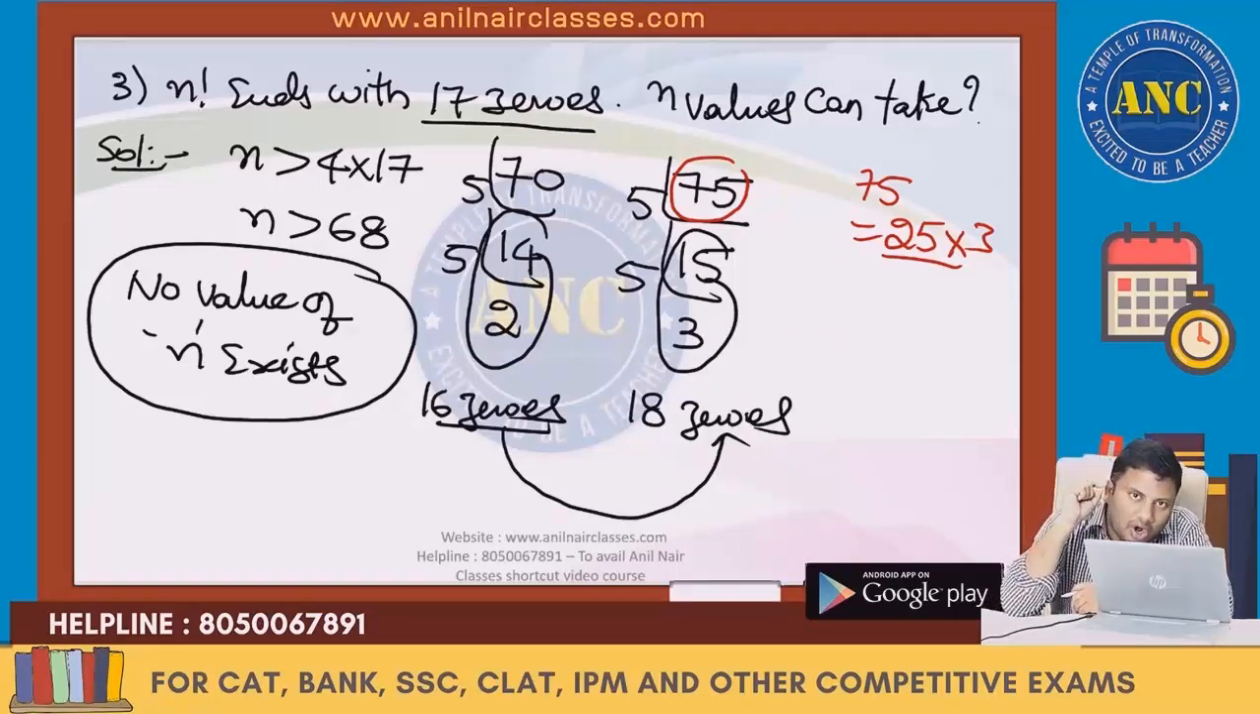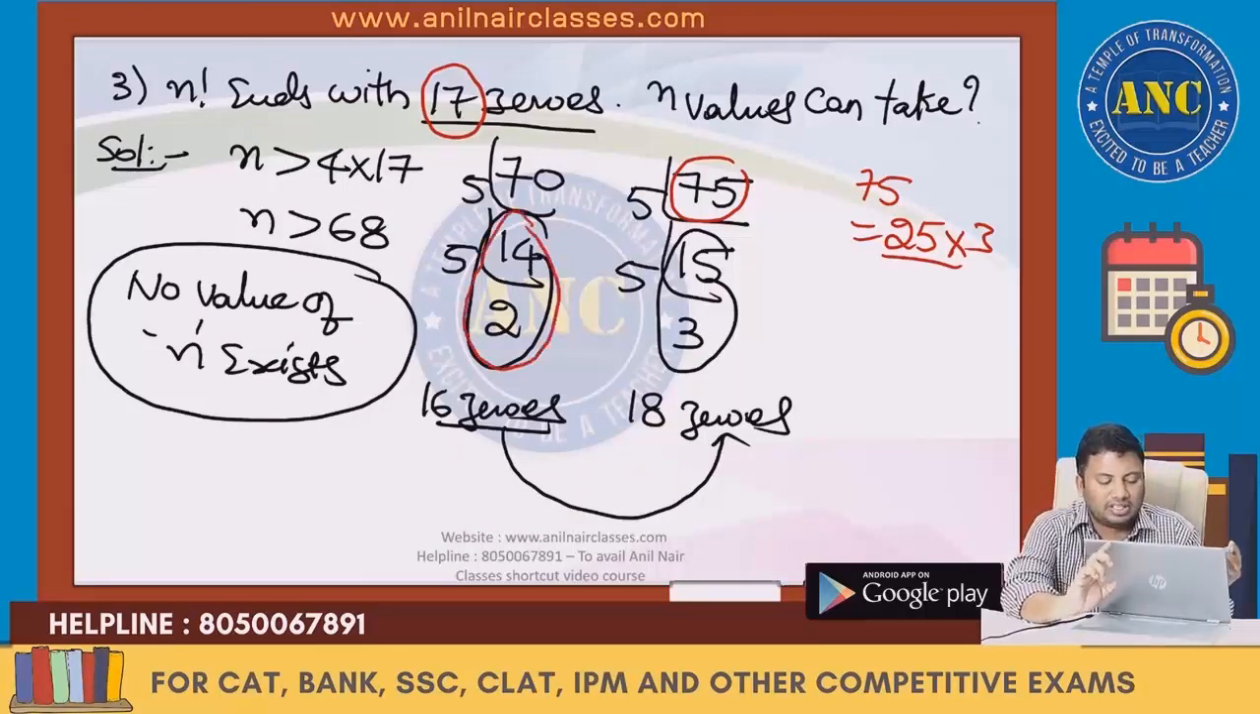So it is not always that you will get the answer depending upon the question. Sometimes you might get the answer, sometimes you might not. N factorial ends with 17 zeros. N is greater than 4x. N is greater than 68, 70. 5 14s are, 5 2s are. 14 plus 2 is 16. It is 15 plus 3 is 18. 16 became 18. So 17 zeros will not come in any factorial. Answer is no value of n exists satisfying this equation. I hope it is clear.